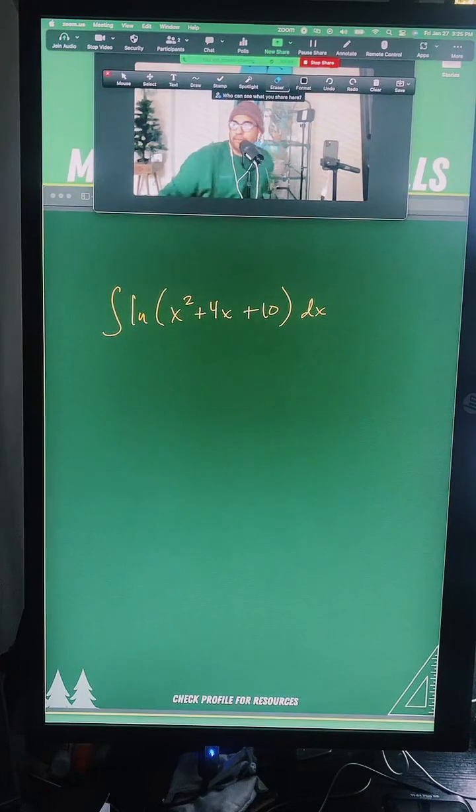Now, we can't factor it. Okay, so Manny said just to use subs. Well, let's try it. Can we factor this? Do we know anything that multiplies to 10 and adds to 4?